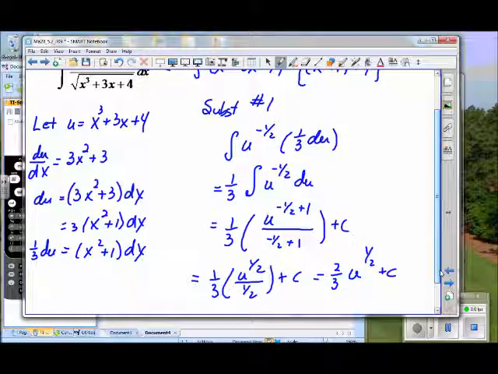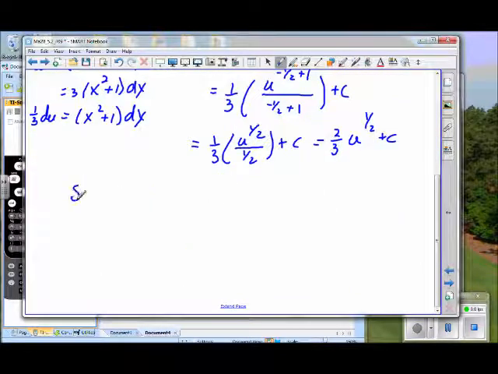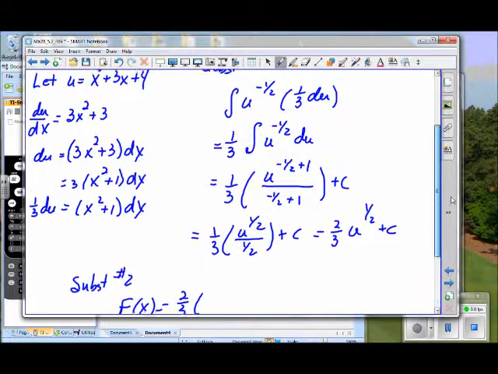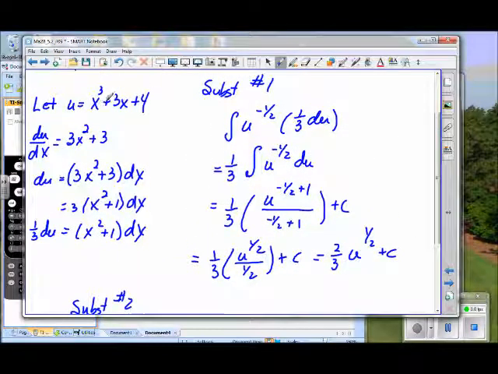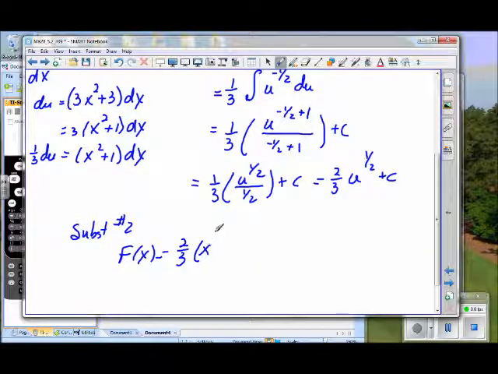Again, I have to rewrite this in terms of the original input. So my substitution number 2 is going to be f of x equals 2/3. I go back up and remind myself, what did u represent? It's x cubed plus 3x plus 4. So x cubed plus 3x plus 4 to the 1/2 power plus c.